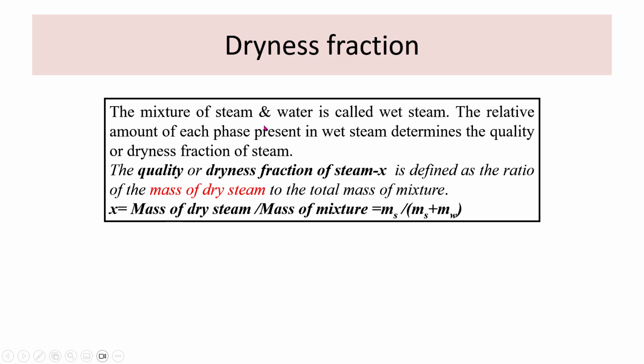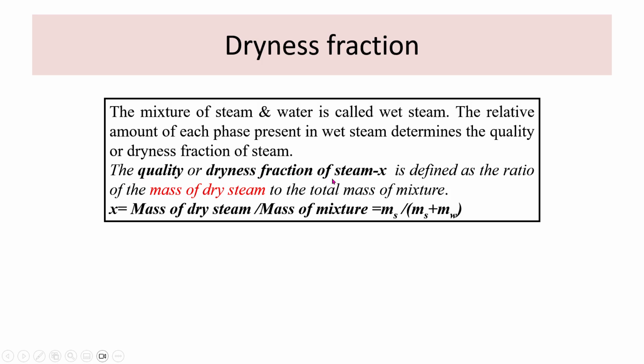Then dryness fraction. The mixture of steam and water is called wet steam. The relative amount of each phase present in the wet steam determines the quality and dryness fraction of the steam. Quality of the steam means how much dry steam is present in the wet steam.